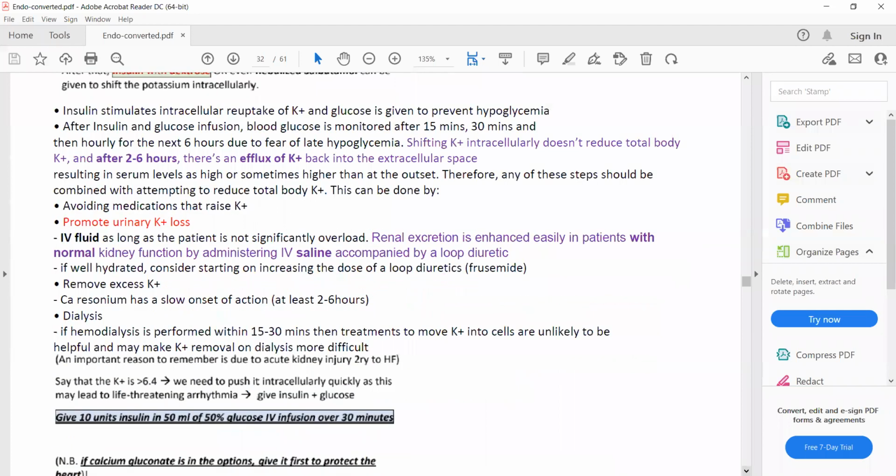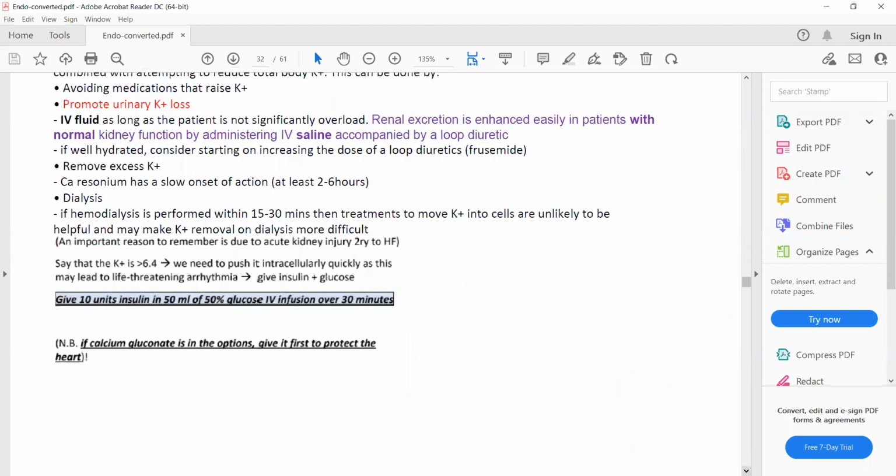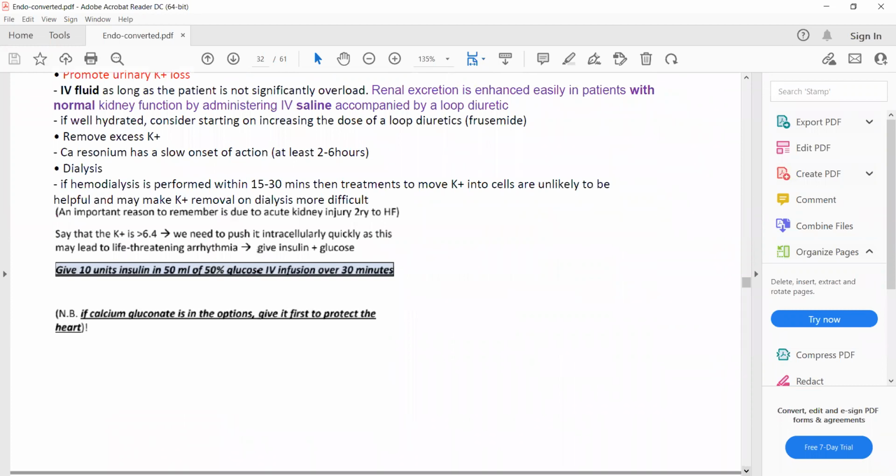So this was all about the management of hyperkalemia. Is it clear to everyone? Does anyone have any question?